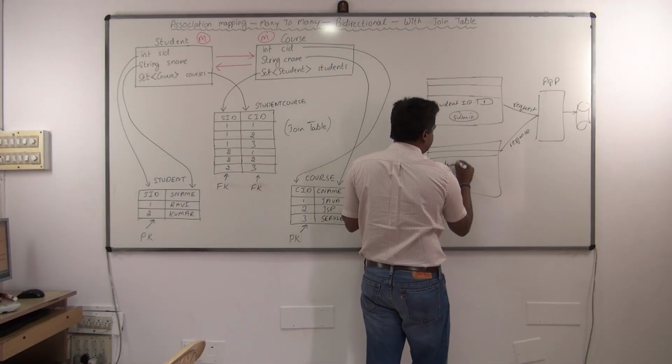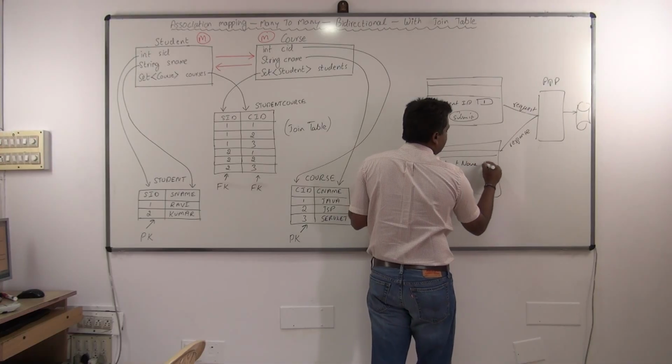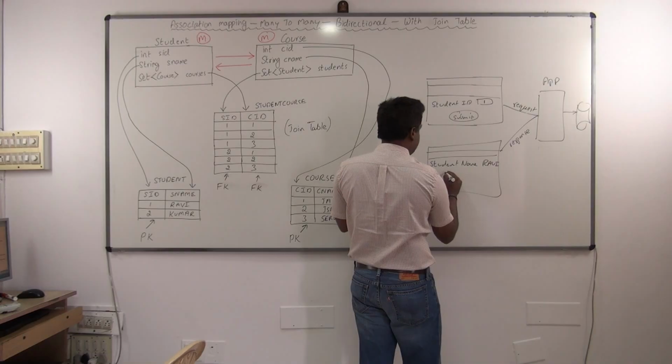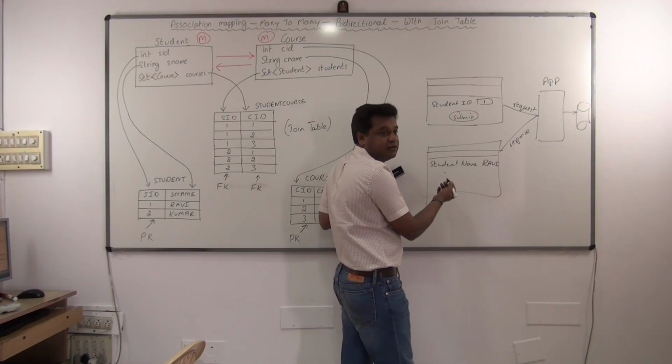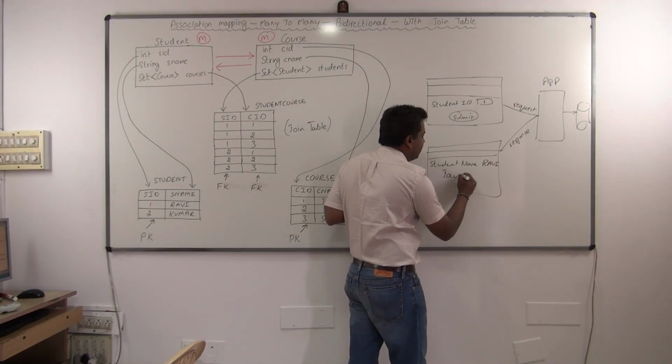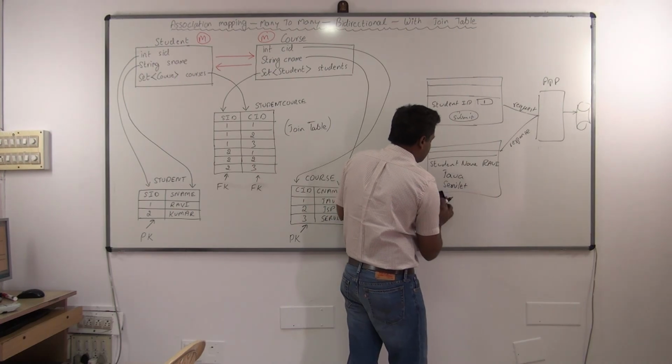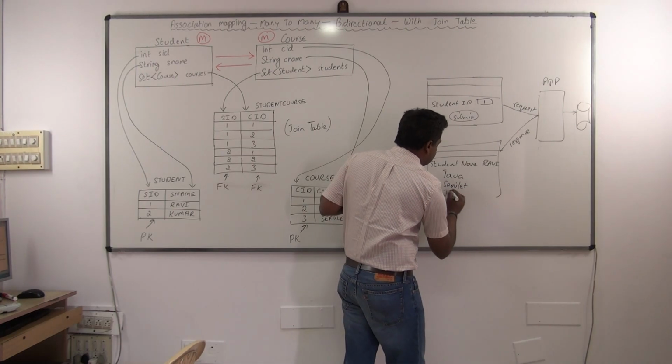Student name is Ravi and his list of courses. What all he has joined for? Following are the courses Ravi has joined for. It would be Java, Servlet and JSP. So it should display like this.